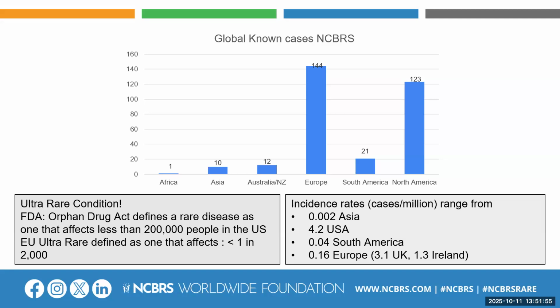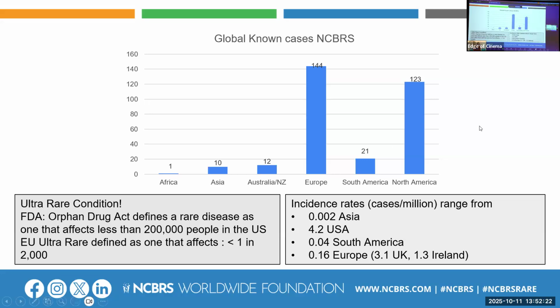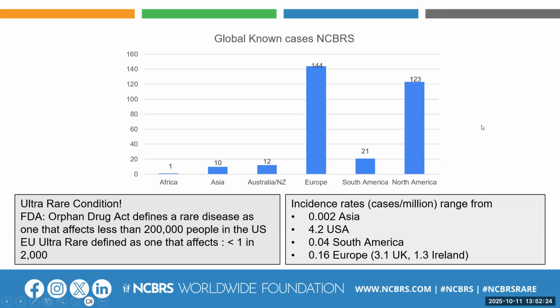But it is still an ultra rare condition. The Food and Drug Administration in the US classifies a rare disease as one that affects less than 200,000 people in the US, or in the EU, it's like 1 in 2,000. But our incidence is more like 1 in a million, right? So that is when we look at the density of the different regions and the incidence, at least that we're aware of. We can go on to the next slide, please.